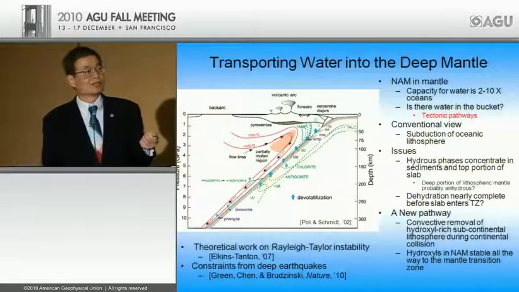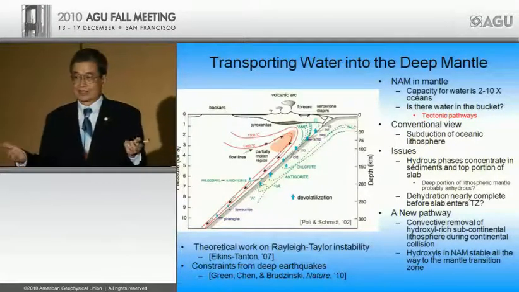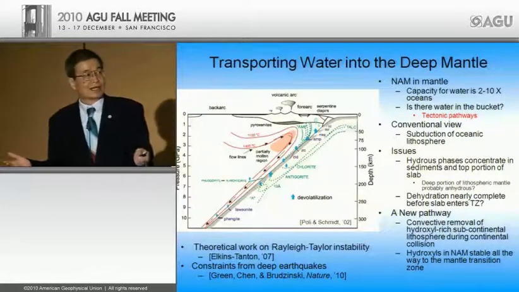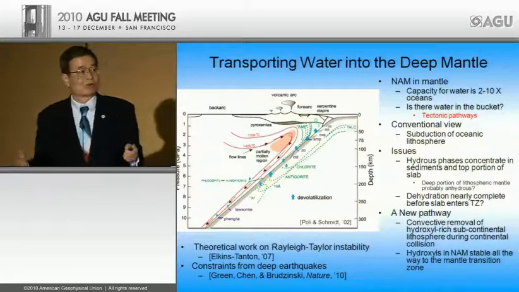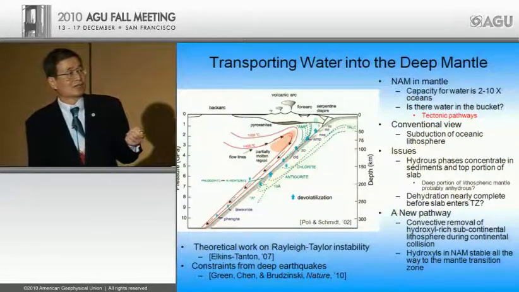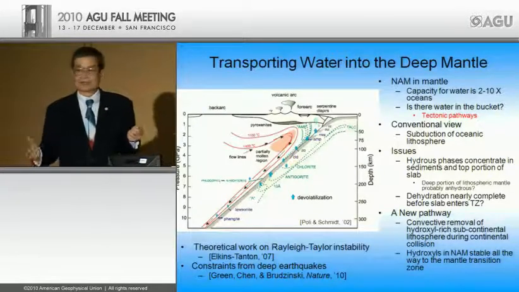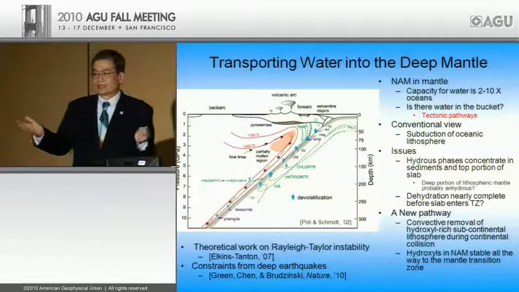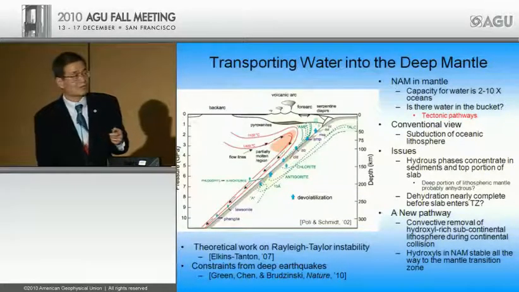During continental collision, we have this convective removal of thickened lithosphere, which contains a lot of hydroxyl because it was part of the mantle wedge. And that's very nice. You don't have any stability problems, because olivine can hold a lot of water, up to 1 weight percent. And when it enters the transition zone, wadsleyite can hold up to 3%, ringwoodite 2%. So you would not expect dehydration.